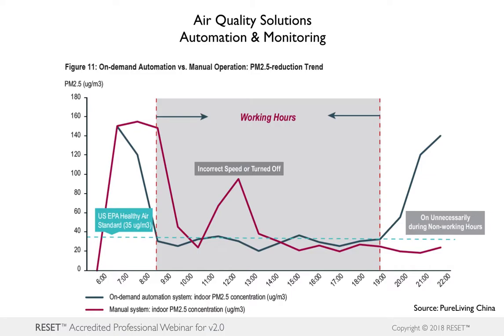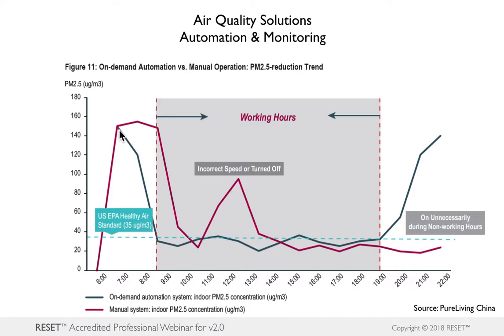So again, just to further enunciate this point, the importance of automation and the wisdom of pairing monitors with it is to avoid the scenario that you see here. Again, another study that was pointing out the problems and the risks associated with human error. So blue is an on-demand automated system design demonstrating high efficiency by only running the system during working hours. And it is consistently addressing pollution levels.